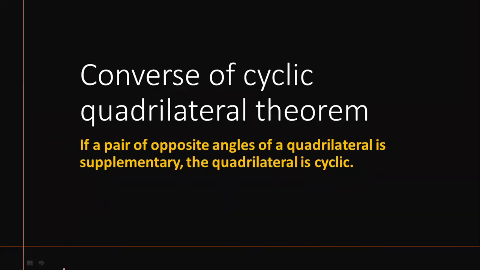Now, related to this corollary, we have a converse. If a pair of opposite angles of a quadrilateral is supplementary, then the quadrilateral is cyclic. Suppose, children, you have been provided with any quadrilateral, and in this quadrilateral, if the addition of the opposite two angles equals 180 degrees, then that quadrilateral has to be cyclic, even though it is not given in the question. If the addition of opposite angles is equal to 180 degrees, then it is supposed to be cyclic.